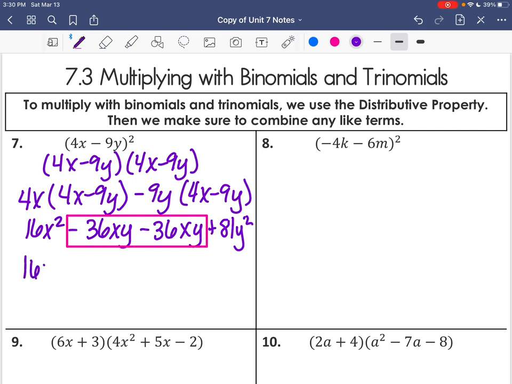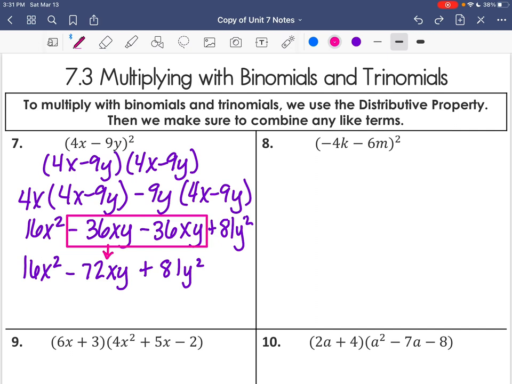So we're going to keep 16x squared, then negative 36 minus 36 is negative, what is that, 72? I don't have my calculator up. Yeah, 72xy. And then bring down the plus 81y squared. So this middle part where we added those together is that middle term. We just brought down this one because it didn't have another term like it. X squared is not the same as y squared, so those have to stay separated just like that.